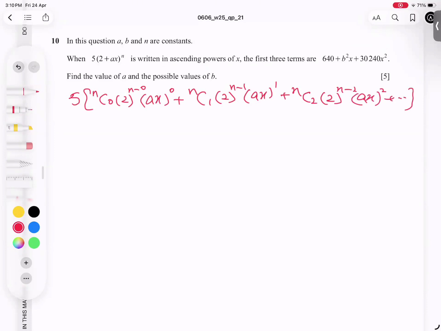Now 5 is going to multiply inside. So 5 multiplies each value. Make sure, 5 times NC0 is 1, 2 to power n is here, and something to power 0 is 1, so I'm leaving it as it is. 5 times this one, NC1 is n basically, so 5n, 2 to power n minus 1 and AX. And 5 multiplied by this, so I'm writing 5 times NC2. I can expand, but I'm not expanding. You will be able to solve very easily.